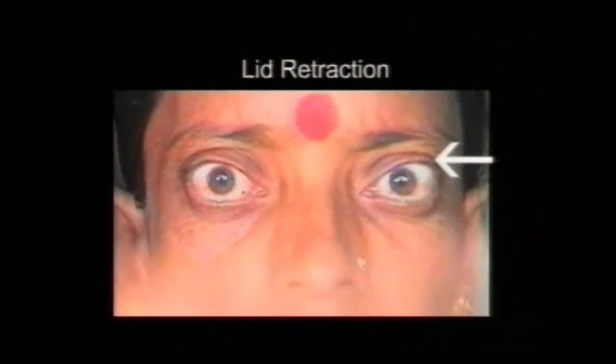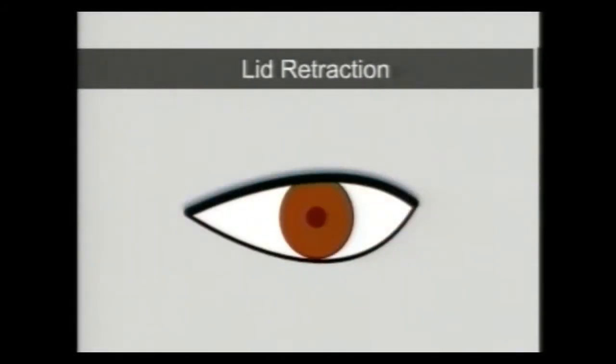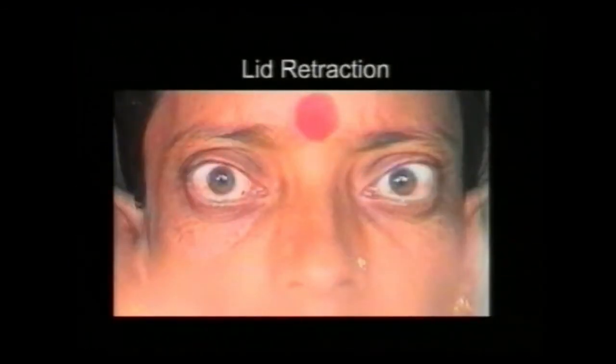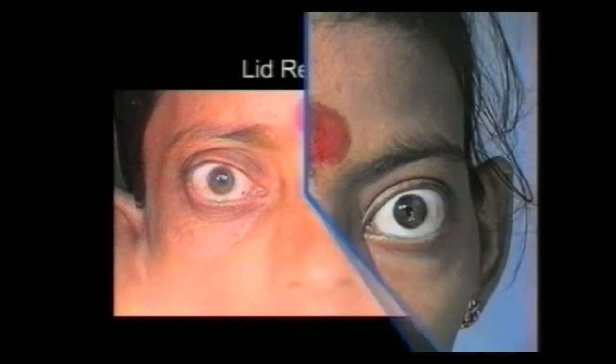Note here the lid retraction, which is more prominent in the left eye. The upper lid is retracted due to tonic contraction of the involuntary part of the levator palpebrae superioris, thereby exposing a strip of white sclera above the superior limbus. This results in a typical staring and frightened look of a thyrotoxic patient. This is associated with infrequent and incomplete blinking of the eyes, termed as Stellwag's sign. Note how infrequently the patient blinks, and when she blinks, it is only partial.